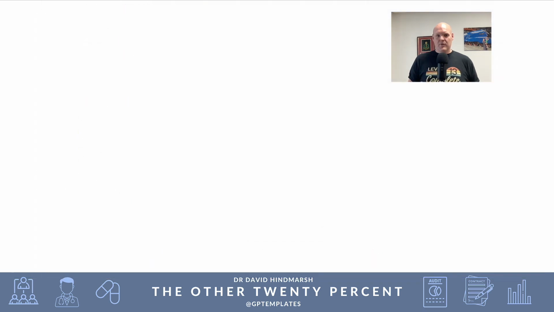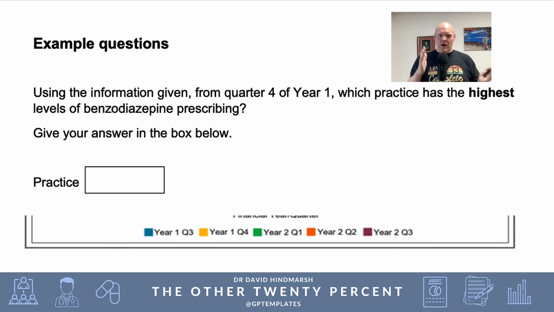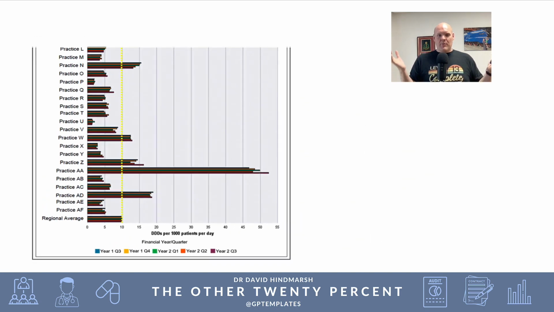Happy days. All the questions are asking us, using the information given from quarter 4 of year 1, what practice has the highest levels of benzodiazepine prescribing? Give your answer below. So let's go through it. Right, we need quarter 4. So that is year 1, quarter 4. That's the yellow line.